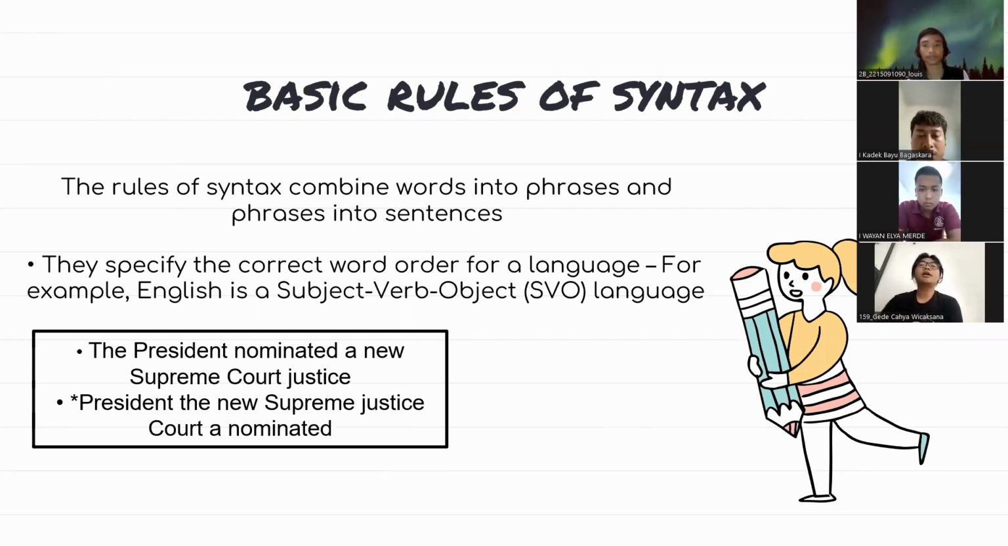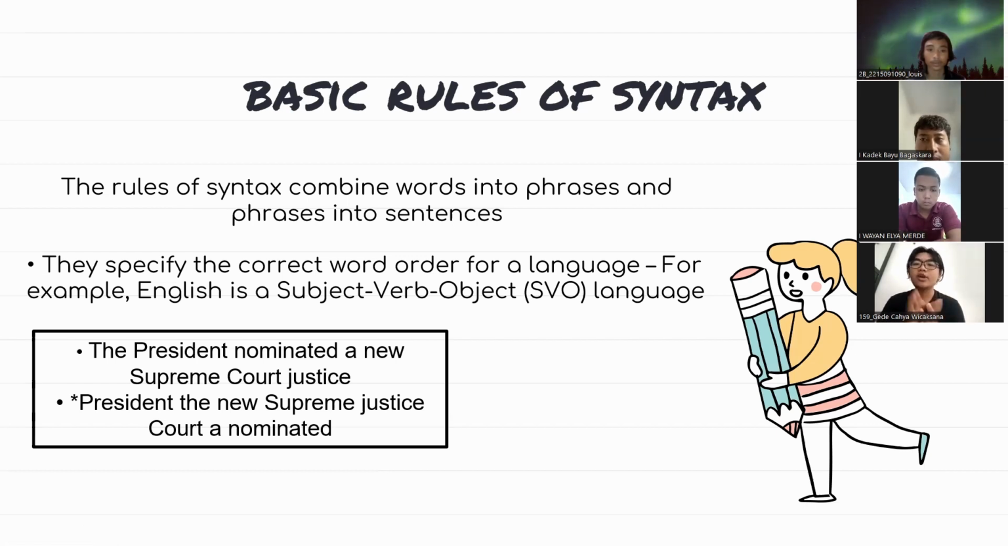Syntax has a bunch of rules. There are so many rules of syntax, and these are some basic rules that we're going to tell you today. The first one is that syntax specifies the correct word order for a language. For example, English is subject, verb, and object, well known as SVO. This is an example of it.